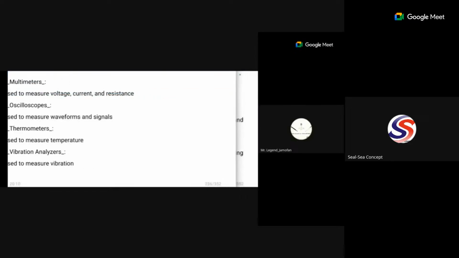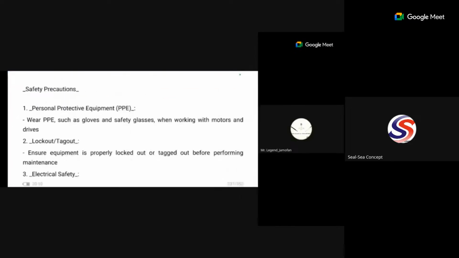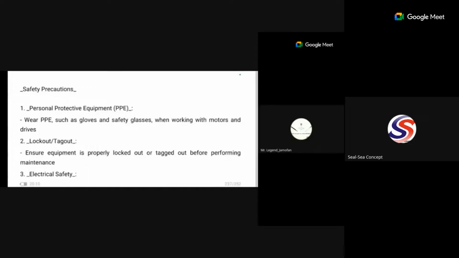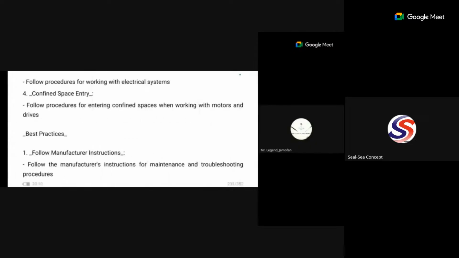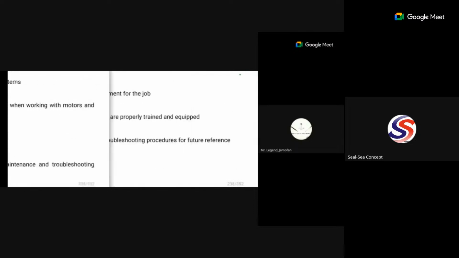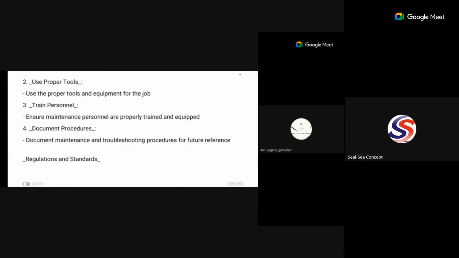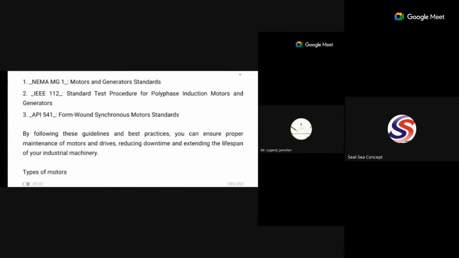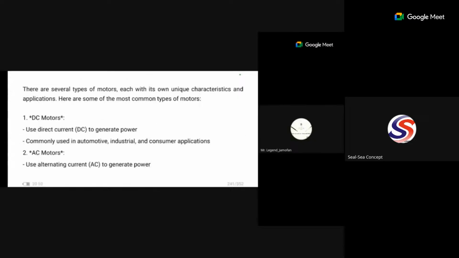So I've discussed the tools and equipment. The vibration analyzers can also be used. The safety aspects remain the same. What are the best practices? Follow the manufacturer's instruction, use proper tools, train personnel, document procedures, and then examine the standard. So I've discussed all that.